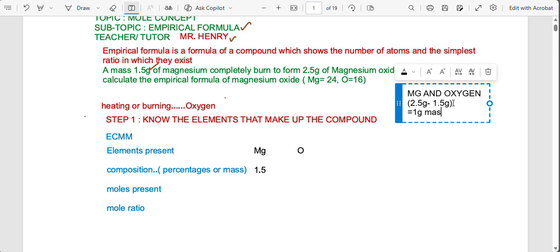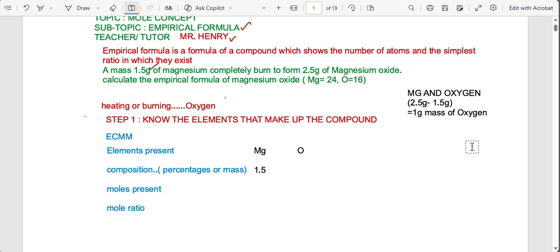So the balance it gives us is the balance of oxygen. So this will give us 2.5 grams minus 1.5 grams. It gives us 1 gram. This 1 gram is the mass of oxygen. So scholars, I'm going slowly. I think you're seeing the steps that we follow.